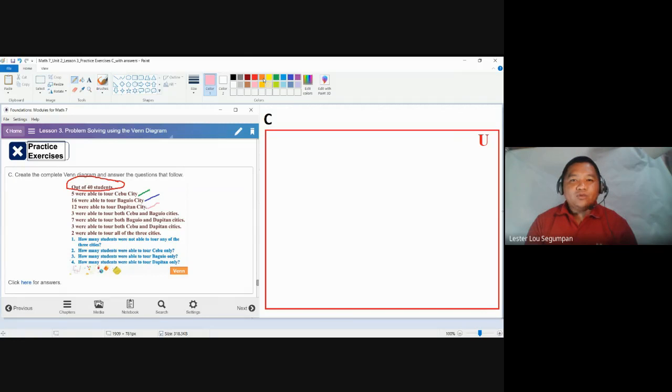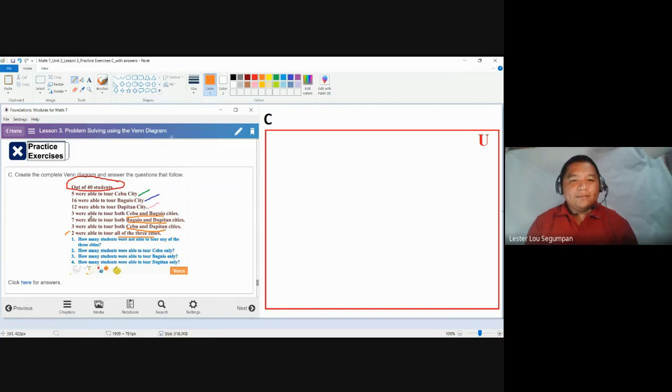Number one, there are students who are able to visit Cebu and Baguio. So in short, the Cebu and Baguio circular figures must be connected. Number two, there are some students who were able to visit Baguio and Dapitan. In short, the Baguio and Dapitan circular figures for your Venn diagram must also be connected. What is added here is that Cebu and Dapitan must also be connected because of this given. And finally, since there is a given that there are two students who are able to visit all three cities, they must all be connected.